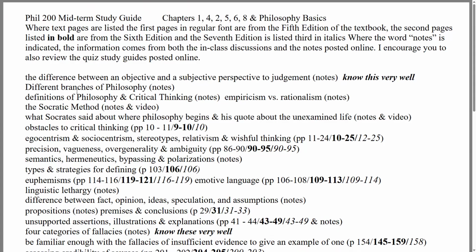What did Socrates say about philosophy? Well, he said that philosophy begins with wonder. Wonder is the key place. Once we have this sense of wonder about the world, trying to figure out what's going on, what it's all about, that's where we can begin philosophy.